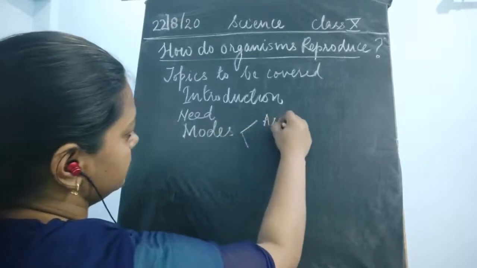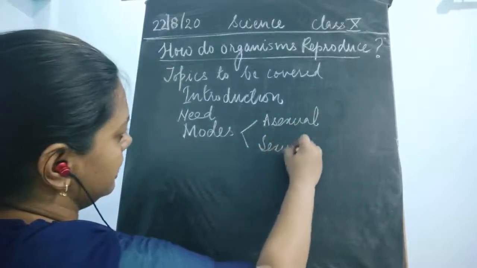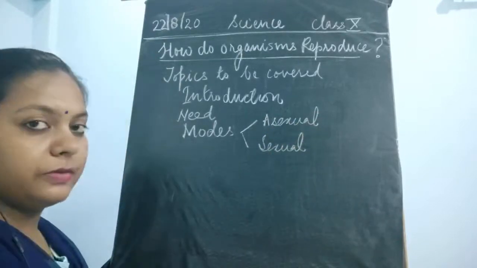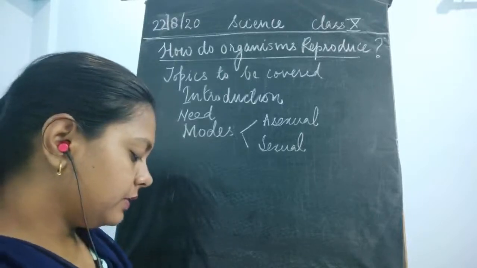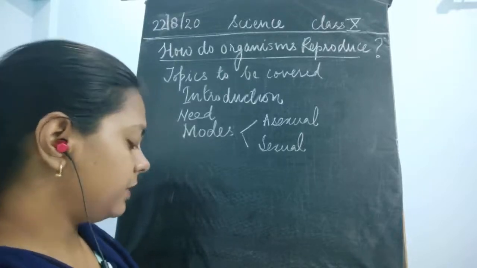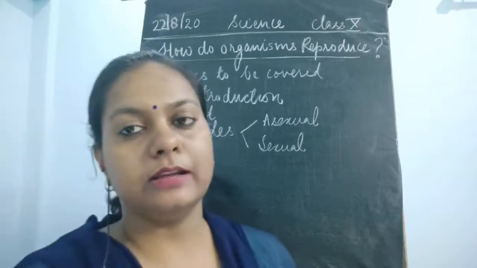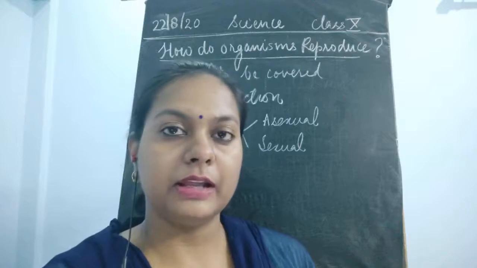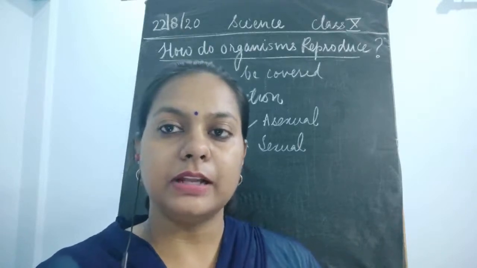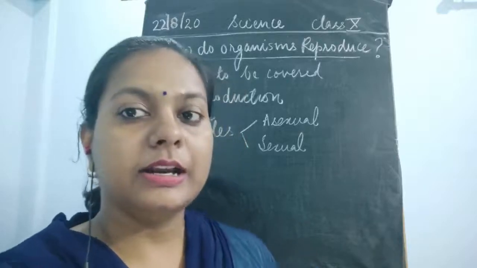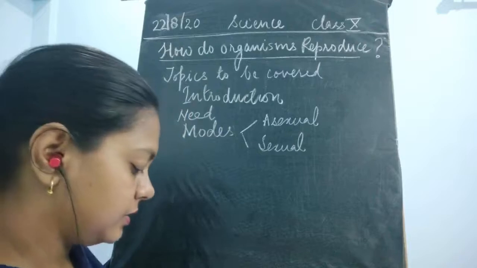One is the asexual mode of reproduction, and next is the sexual mode of reproduction in plants as well as in the animals. Then after that, in asexual mode of reproduction we will discuss the various modes, like we will study about budding, fission, binary fission, multiple fission. Then after that we will study about fragmentation, regeneration, so many ways are there, and then vegetative propagation.